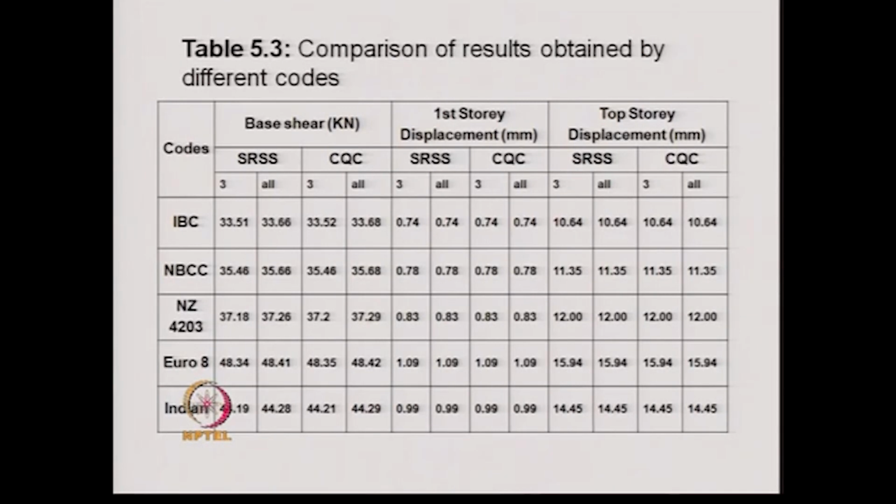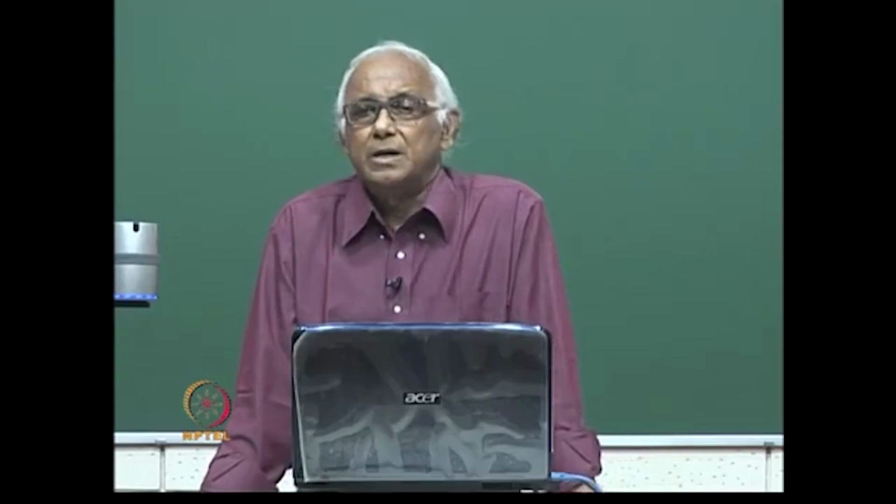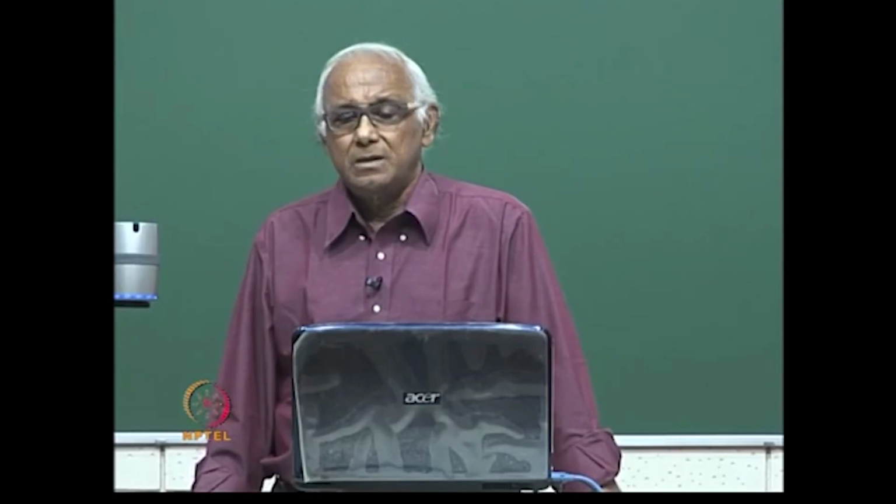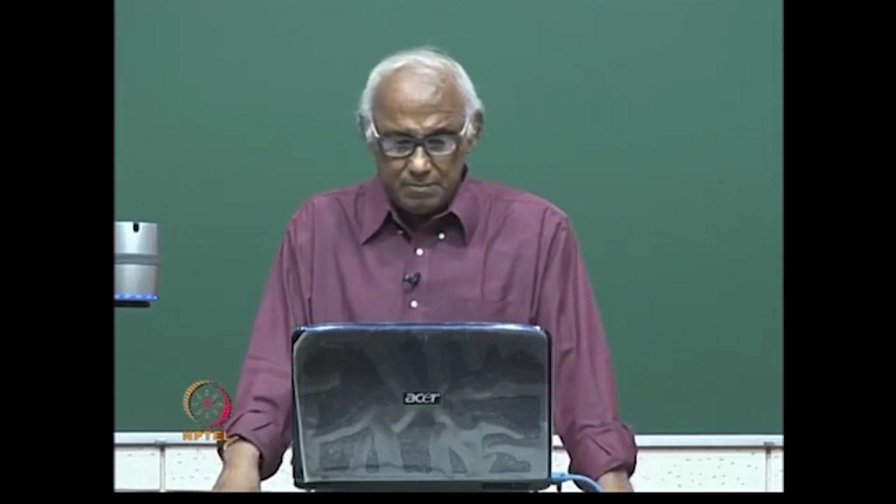Next, we observe that IBC, NBCC and New Zealand code give one kind of result, whereas the Euro code and the Indian code give a higher value of the response. Therefore, we can see that the values obtained using different codes could be different, and out of the 5 that we have compared, the Euro code provides the maximum values, therefore it is more conservative, whereas the IBC and the NBCC code are more or less the same, that is, comparable.